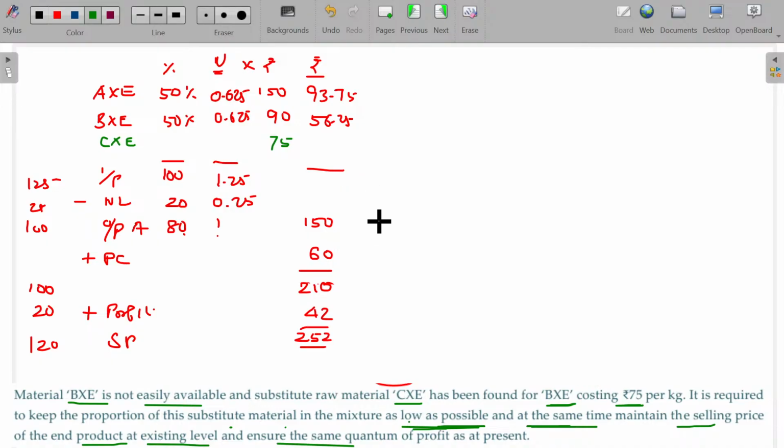I need to get 1 unit here. 0.25 will be the normal loss. 1.25 will be the input, and I don't know the input units to be calculated here. And what about the rupees in total? Total rupees should be the same 252. Your profit in the revised case is also the same 42. And your cost of production should be 210. Production cost should be 60. Your material cost should be 150 only. Is that clear?